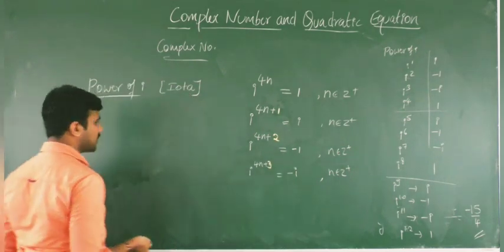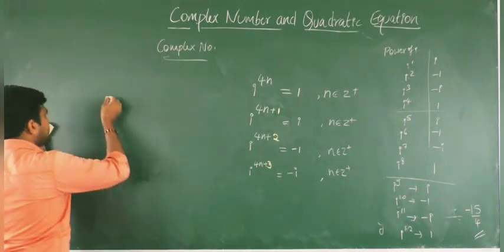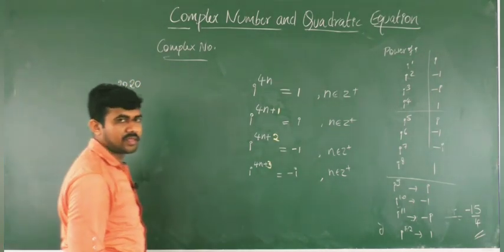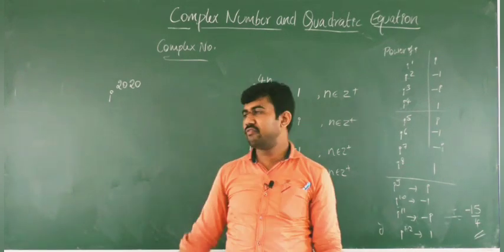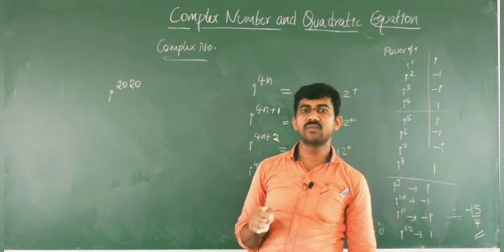If I take another example, now they have asked for i to the power 2020. Find the value of i to the power 2020. So what value will we get?